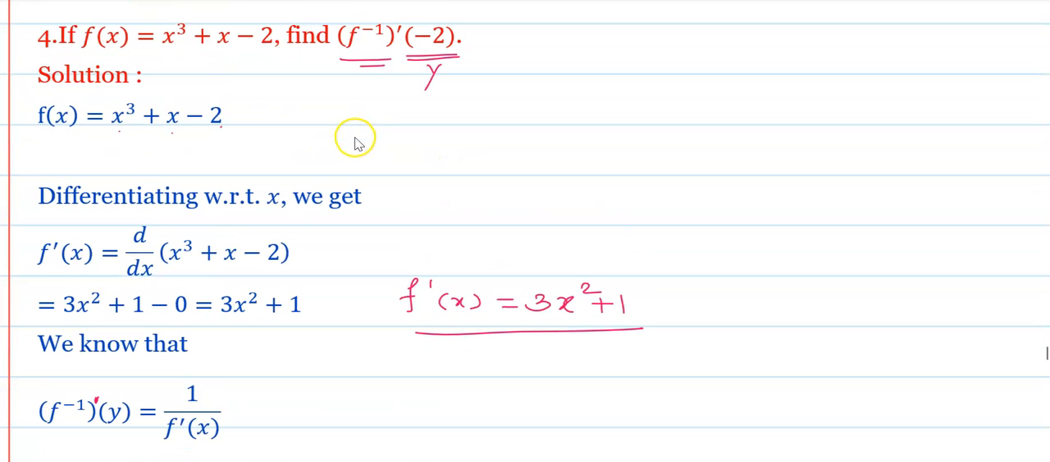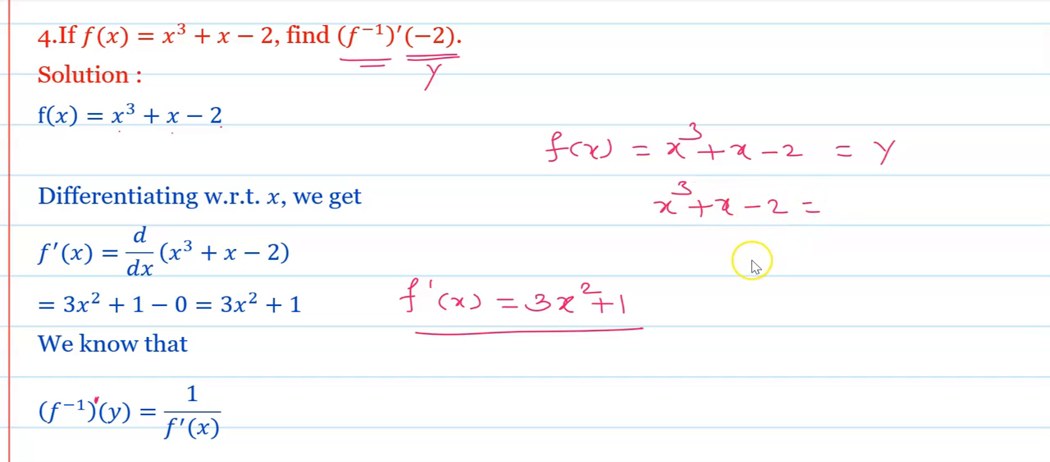Now, see this polynomial. What is that? The polynomial f of x is equal to x cube plus x minus 2 and this equals y. Now x cube plus x minus 2. What is the value of y? Y is minus 2. This gets cancelled. Then you will get x in bracket x square plus 1, and that's equal to 0.